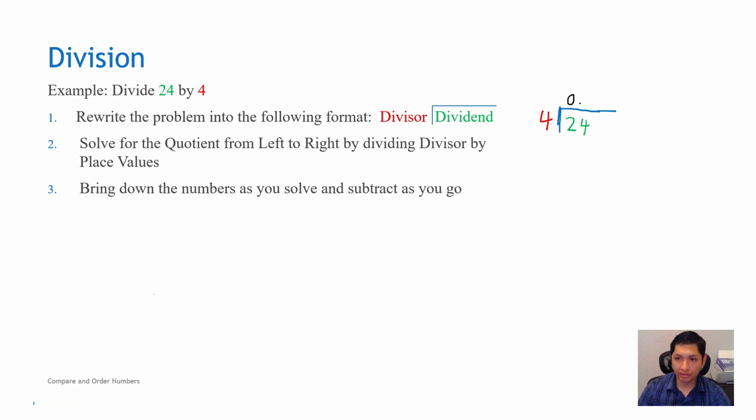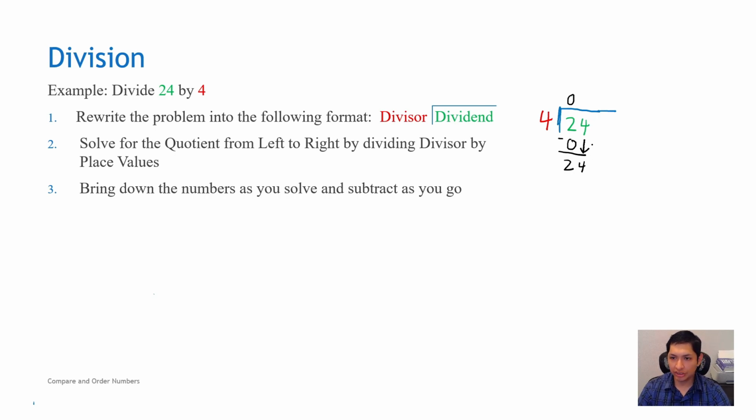Now you don't have to write the 0, and I actually recommend that you don't, but just for clarification in this problem, I'm going to go ahead and write it out. But essentially, it doesn't go into it any times. So 4 times 0 is 0. So 2 minus 0 is 2. That's the first check, the first place value from left to right. Now I'm going to bring down the 4.